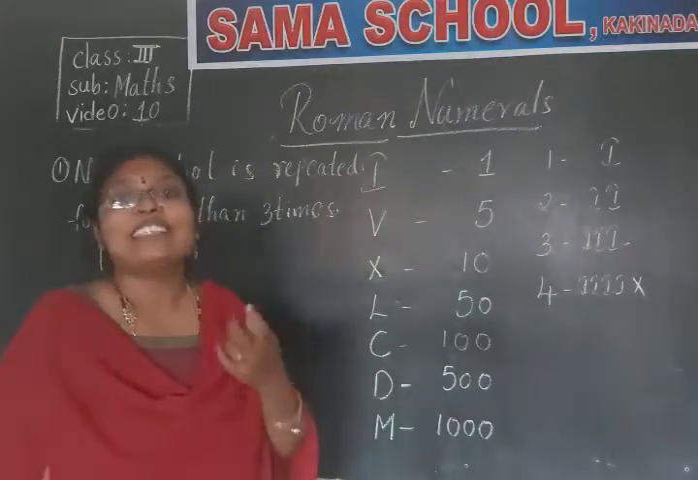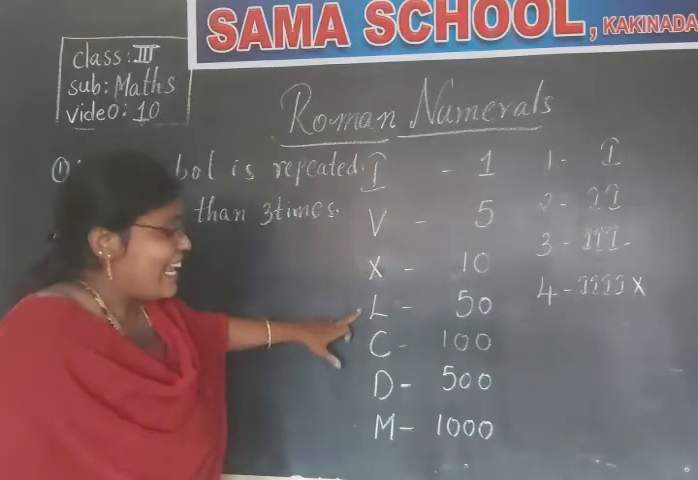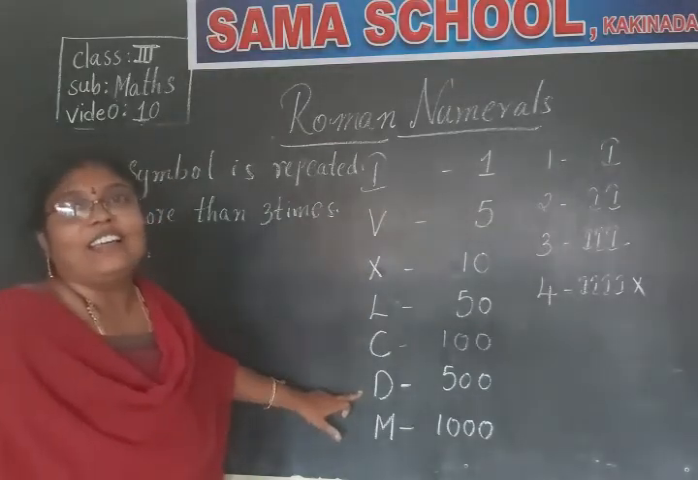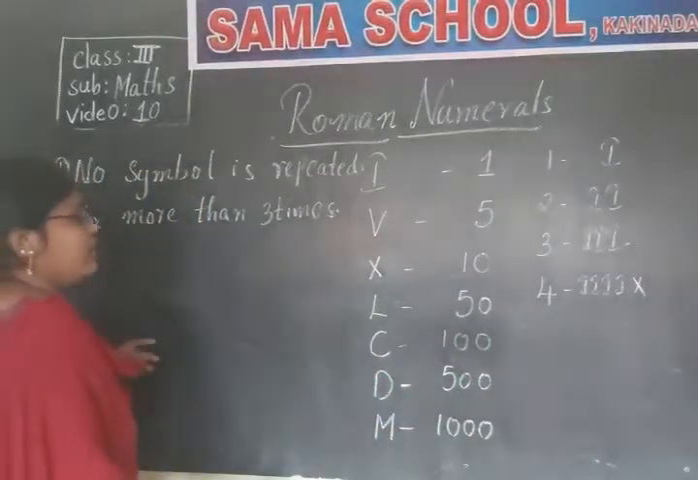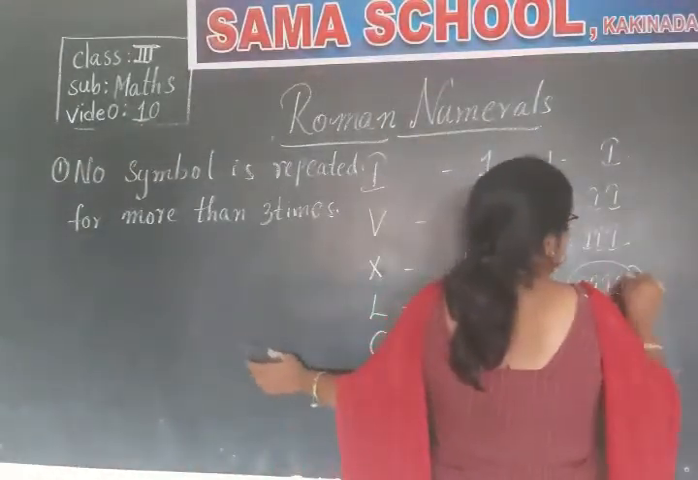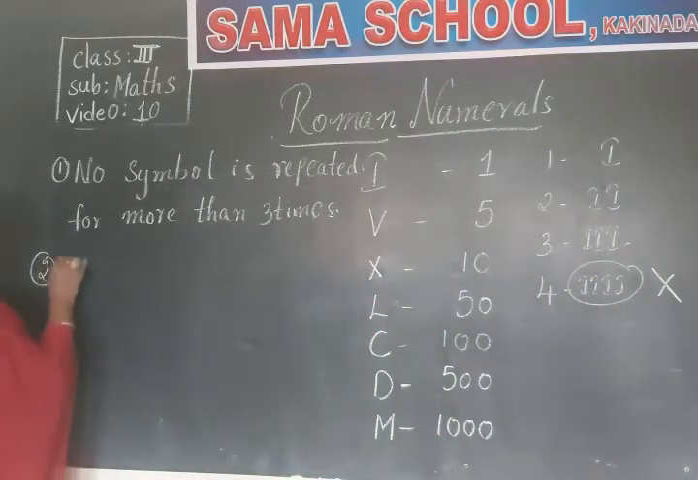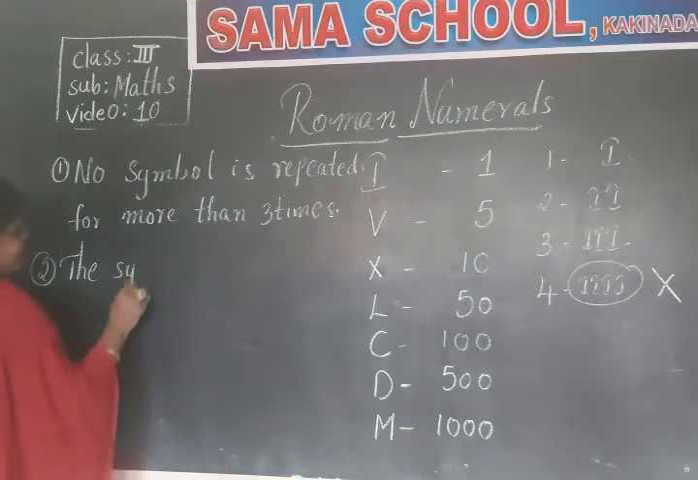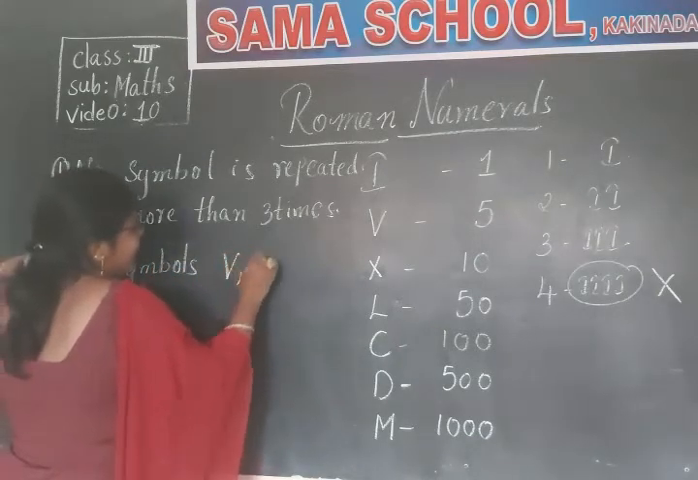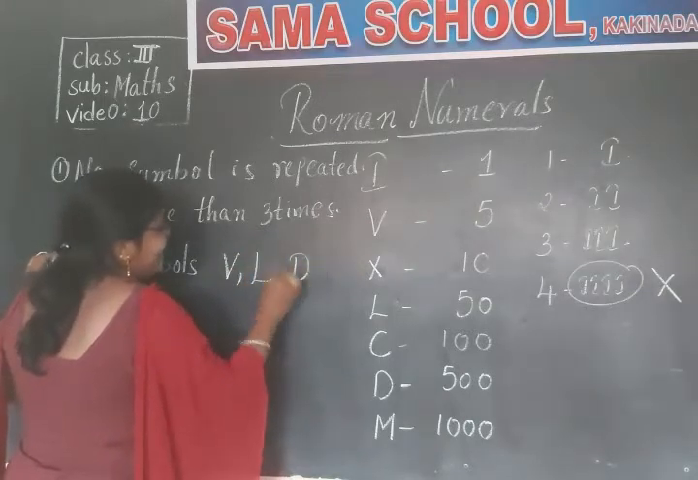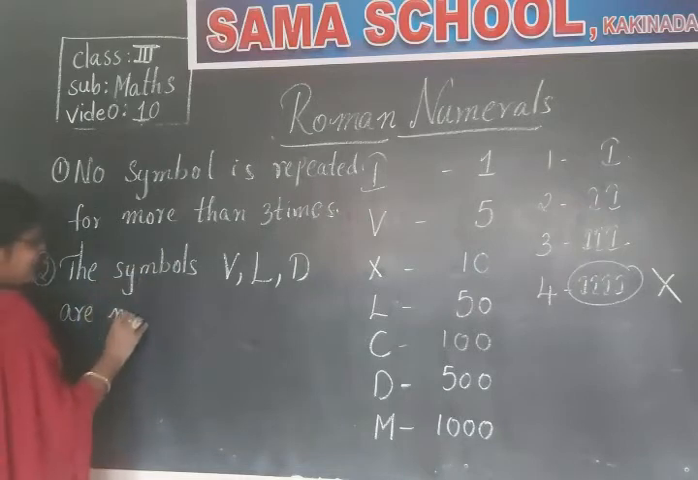Now the first rule is no symbol is repeated more than 3 times. Now what is the second rule? The symbols V, L and D are never repeated. What is the second rule, children? The symbols V, L and D are never repeated.